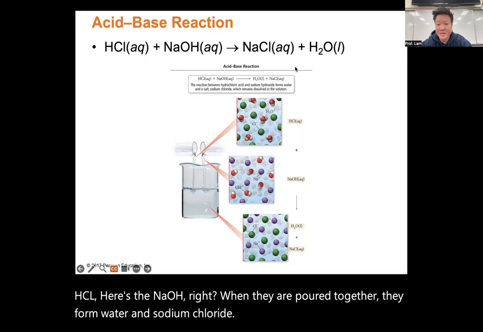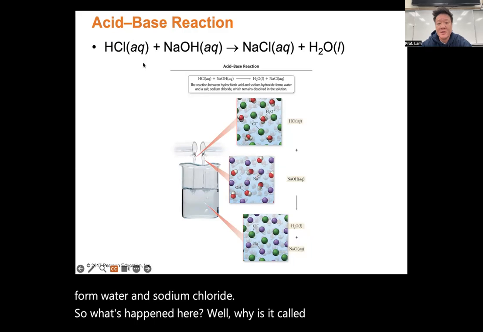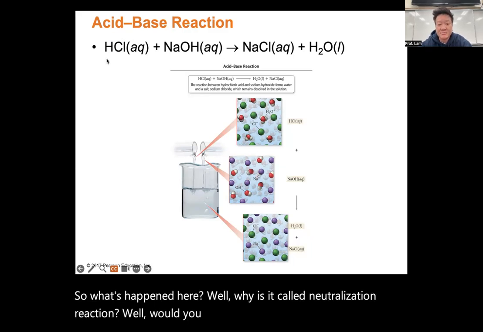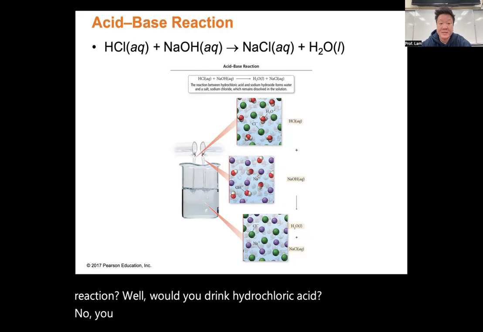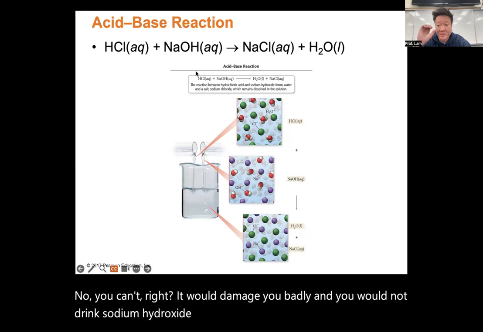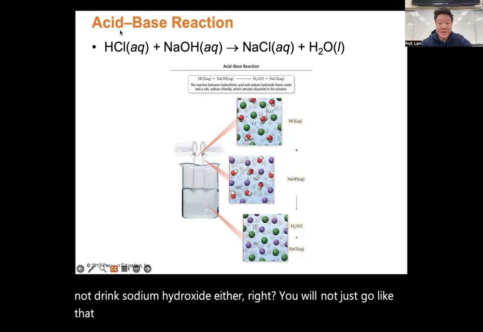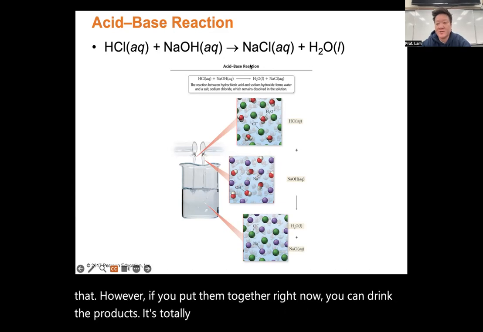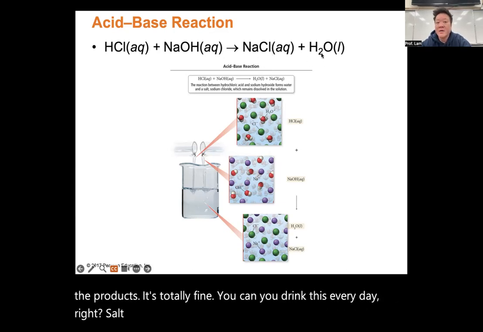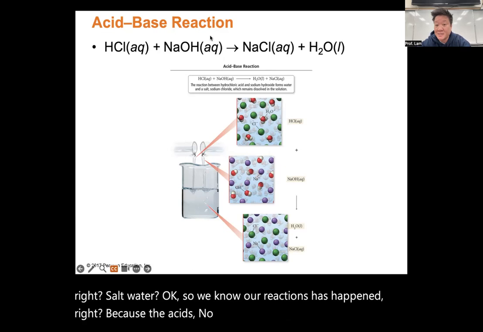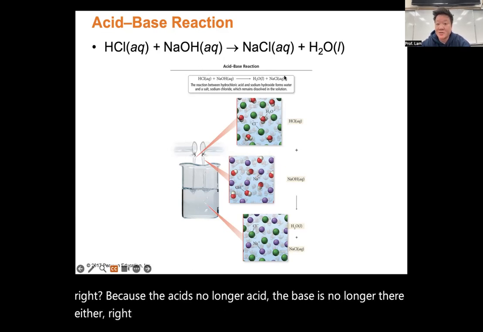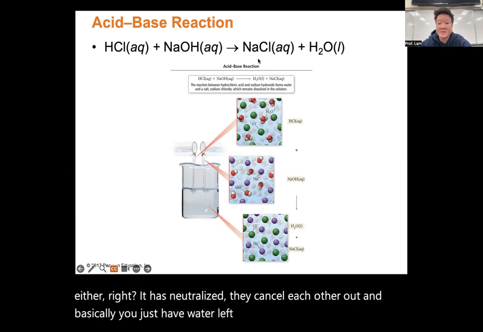So what's happened here? Well, why is it called neutralization reaction? Well, would you drink hydrochloric acid? No, you can't, right? It would damage you badly. And you would not drink sodium hydroxide either, right? You would not just go like that. However, if you put them together, right, now you can drink the products. It's totally fine. You drink this every day, right? Salt water. Okay. So we know a reaction has happened, right? Because the acid's no longer acid, the base is no longer there either, right? It has neutralized, they cancel each other out. And basically you just have water left, right? And the corresponding salt.